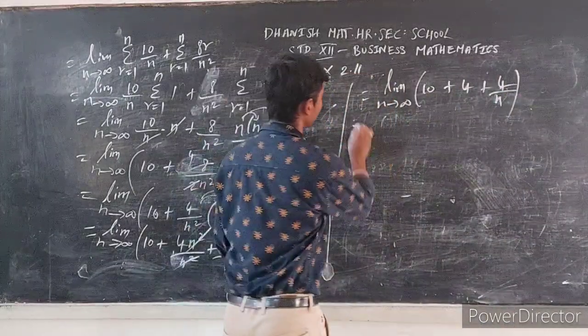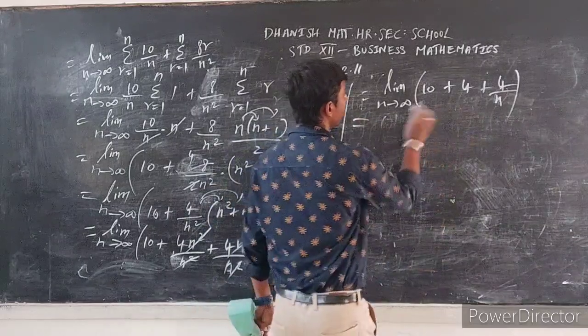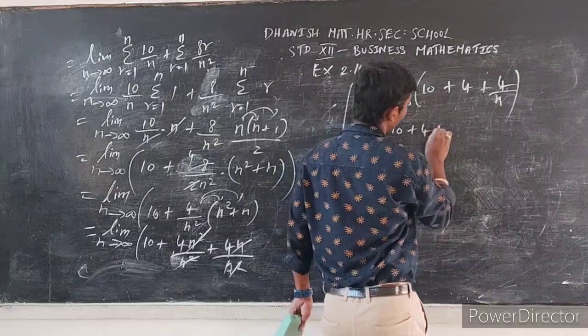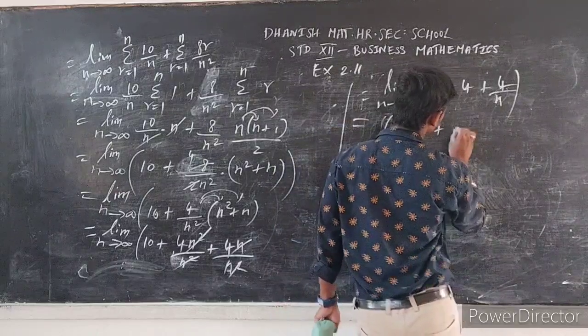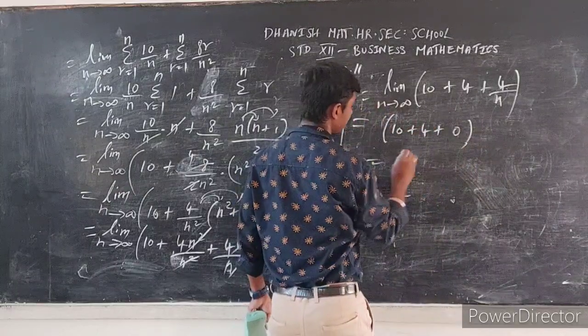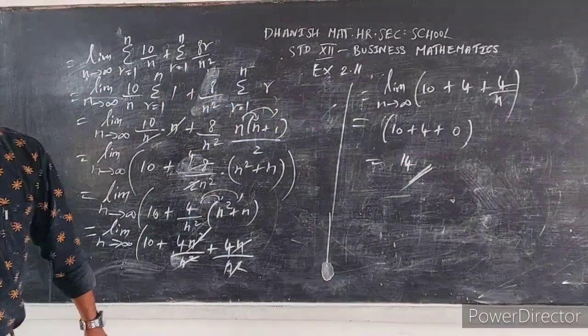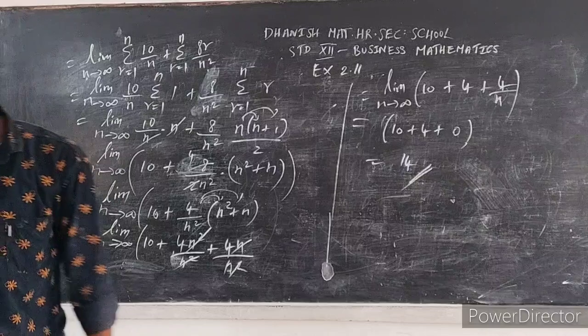Then we are going to substitute infinity into the term. So listen here: 10 plus 4 plus 4 by infinity, that will be 0. So what is the remaining value? That will be 14. What is the answer for this question? It will be 14.